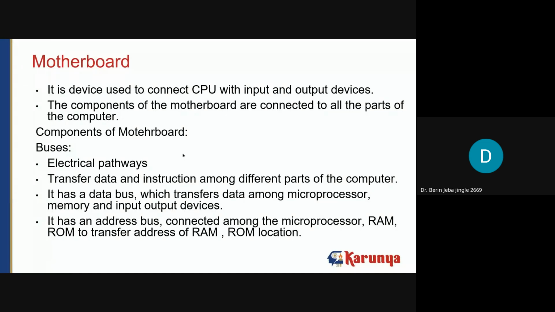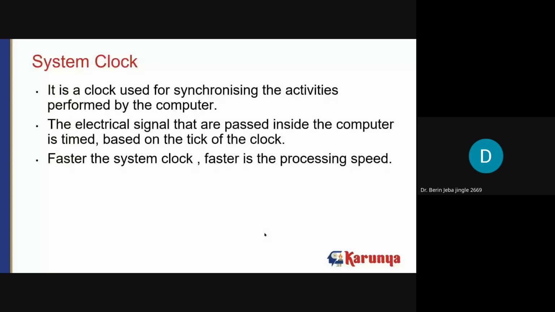So the data bus, what will it do? The data bus transfers data among the microprocessor, memory, and input-output devices. Then there is the address bus. What will it do? It will carry memory addresses. It connects the microprocessor, RAM, and ROM to transfer the address of the RAM and ROM locations. That's all about the buses.